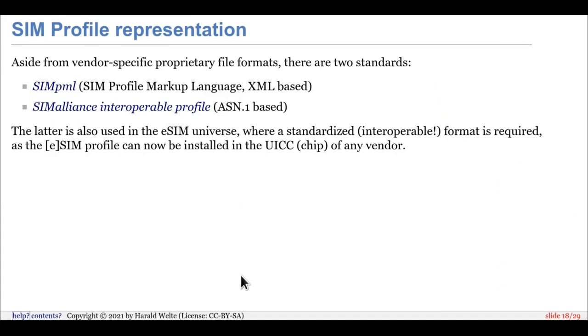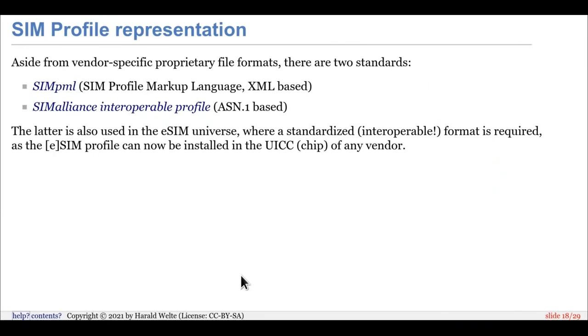What is more used these days is the SIM Alliance interoperable profile format, which is an ASN.1 based file format, because this is what is used in the eSIM universe, where you, of course, need a standardized interoperable format specifying these SIM card profiles, because the eSIM, the logical SIM that one operator provisions into an eUICC, the actual chip, is nothing else but this profile. So when you install an eSIM on your eUICC in the phone or modem, then you're actually downloading such a profile.